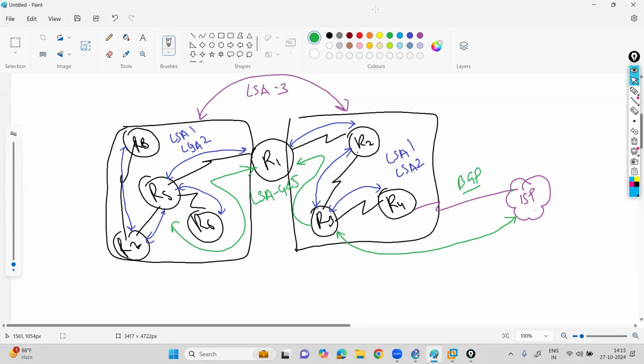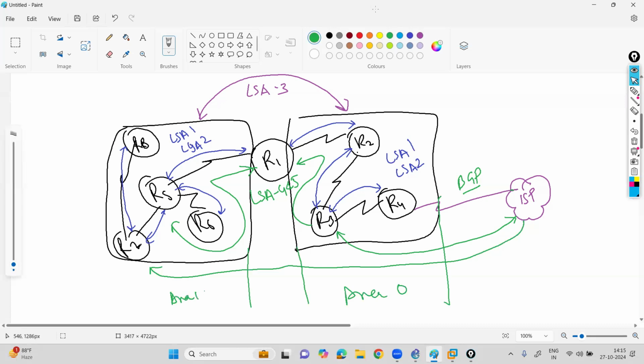So let us assume that LSAs will be forwarded from this area to this area. Let us assume this is area 0 and this one is area 1. So it will be forwarded from area 0 to area 1, and these were LSA type 4 and 5. LSA 4 and LSA 5, coming from area 0, forwarded to area 1.